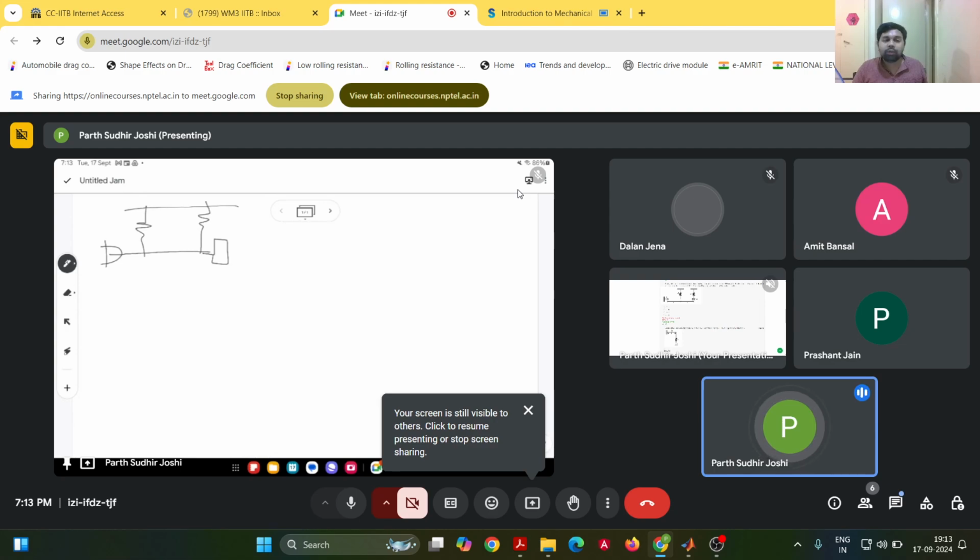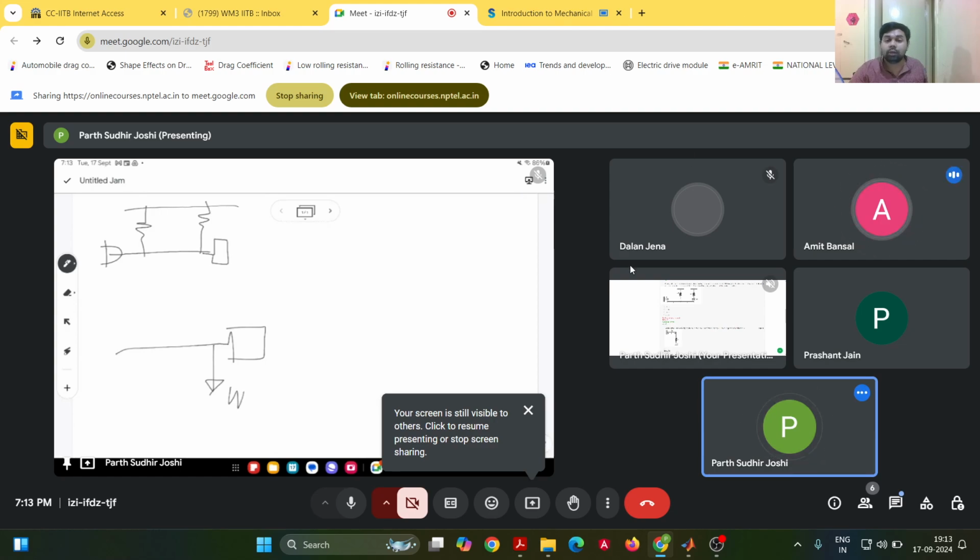Now, if you draw the free body diagram of this rod with that mass, what all forces will be acting on it? One will be basically weight acting at the center of mass, which we neglect.